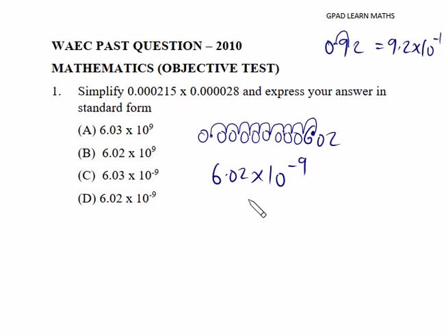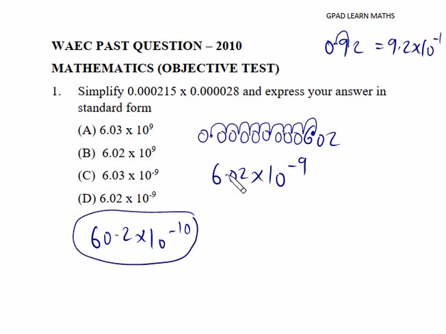Now you might want to ask, is it possible to write it like 60.2 times 10 raised to the power of minus 10, if you move it again? This is not in standard form, because when you're writing numbers in standard form, you are supposed to have a one-digit whole number, like I have here, 6. This 6 is the whole number part, while 0.02 is the decimal part. I can't have 60.2. That is not in standard form, but 6.02 is. That is how numbers are written in standard form.